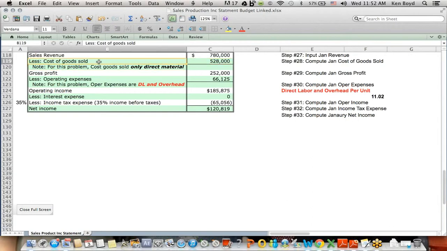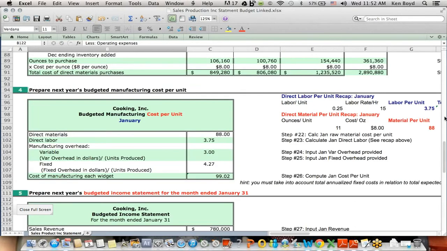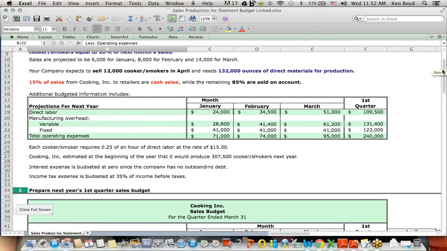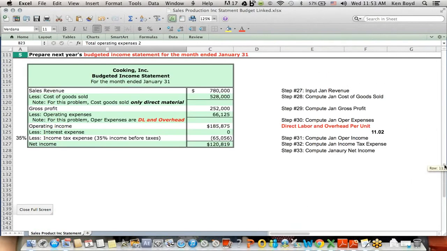Again, direct labor should be in this cost of goods sold number. Instead, it's down here. Gross profit is the difference between sales revenue and cost of goods sold. Then we get to the operating expenses. Now, again, I disagree, but just to keep it straight, this company included labor and all overhead in operating expenses. So if I go down to the bottom, I say for this problem, operating expenses is direct labor and overhead.